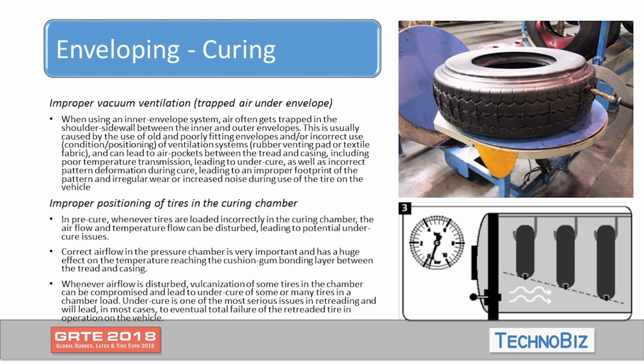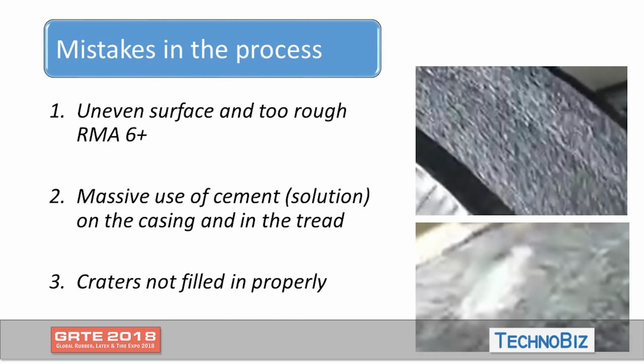Positioning the tire in the pressure chamber in the right position is very important. We need to put the smallest tires in the front in order that the ventilation of the air inside the pressure chamber can reach and heat all the tires completely at the same level. Okay. Next one.